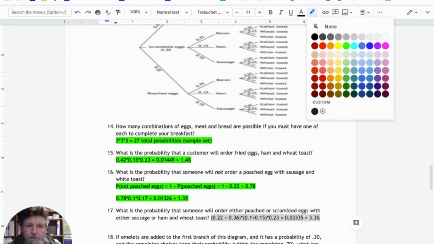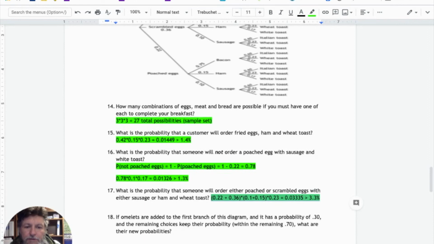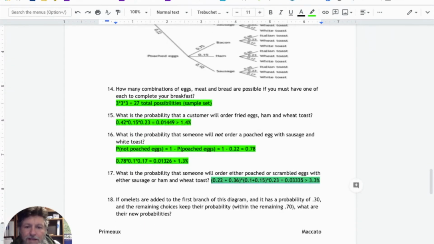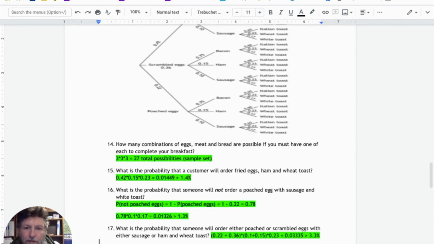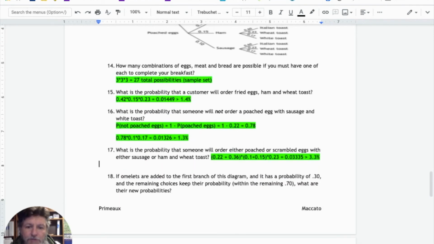So, pretty solid answer for that. Easy way to do it is just look at your probabilities, add those that are together, and we should be good there. Now, look at this last question. This last question is pretty carefully worded. If omelets are added to the first branch of this diagram, so there's a fourth event called omelets, okay? And it has a probability of 0.3, and the remaining choices keep their probability within the remaining 0.7. What are their new probabilities? All you're doing is calculating what their percentage of the 70% that remains is.